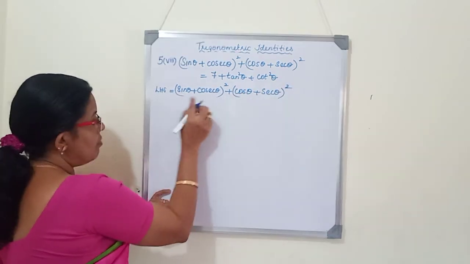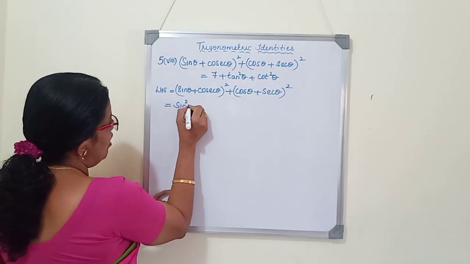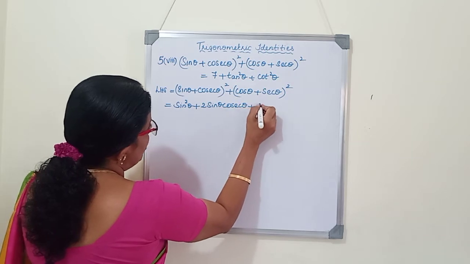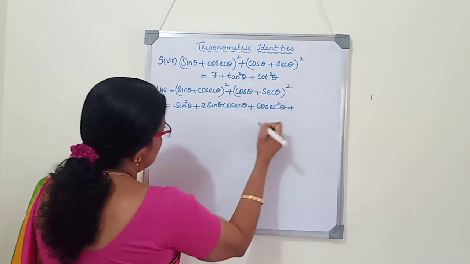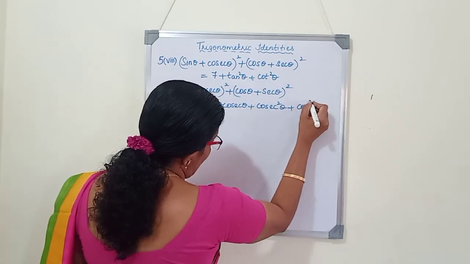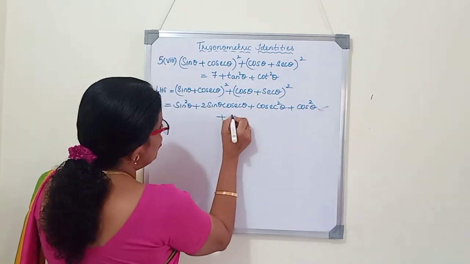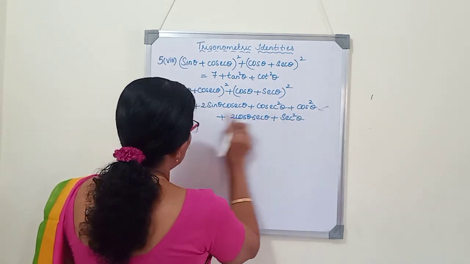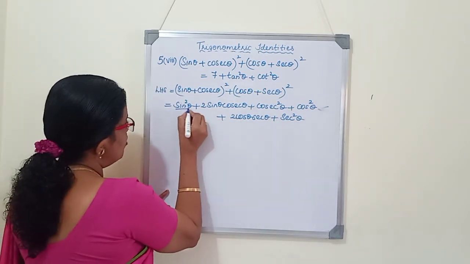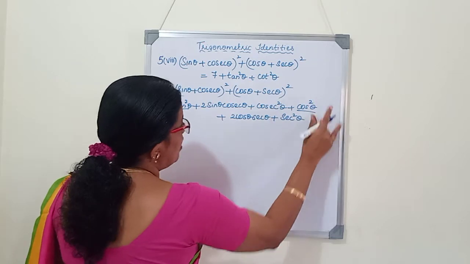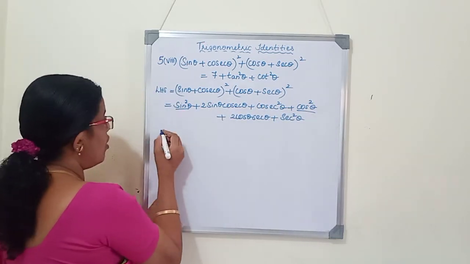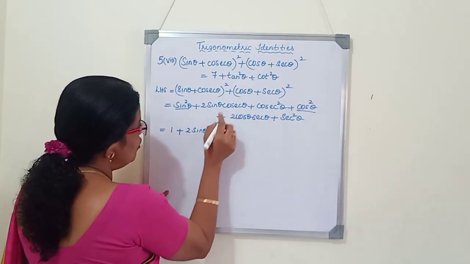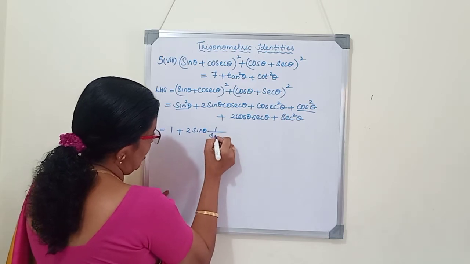Now here both the places we will apply (a plus b) the whole square. So a square plus 2ab, 2 into sin theta into cosec theta, plus b square, cosec square theta, plus (a plus b) the whole square. That is first term is cos square theta plus 2 cos theta sec theta plus sec square theta. So 2 times we applied (a plus b) the whole square. Now we see sin square theta plus cos square theta. We can write 1. So if you want you can arrange together and write, or directly we'll write 1 plus. Now here 2 sin theta into cosec theta will be written as 1 by sin theta.